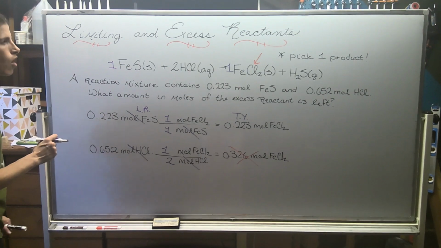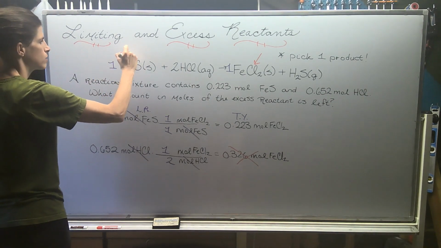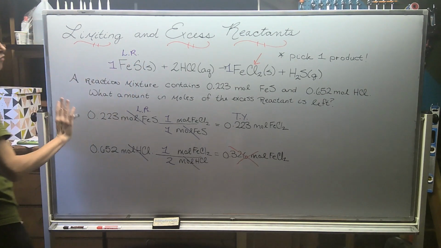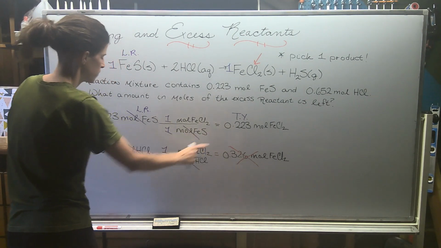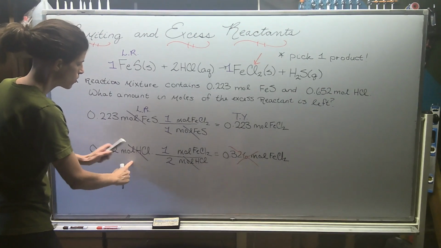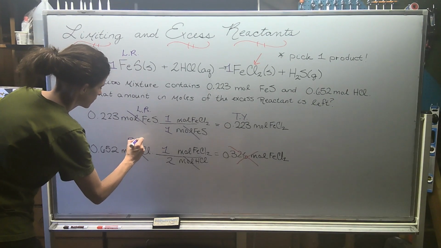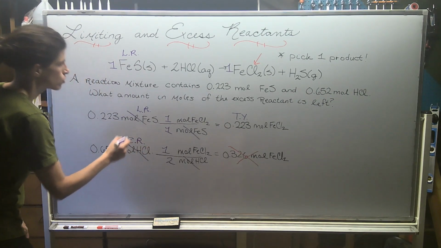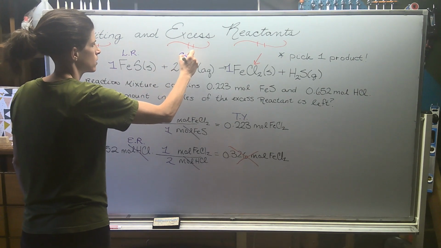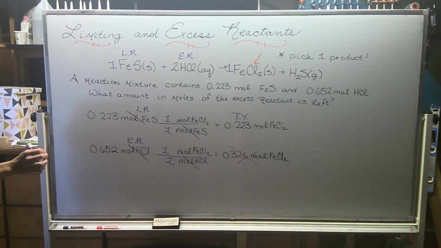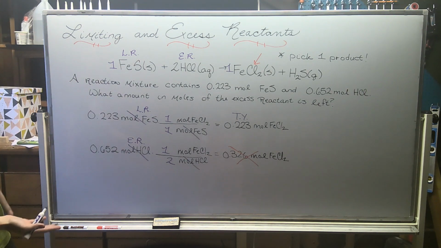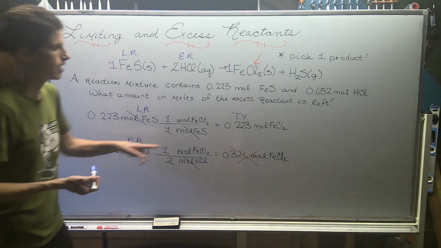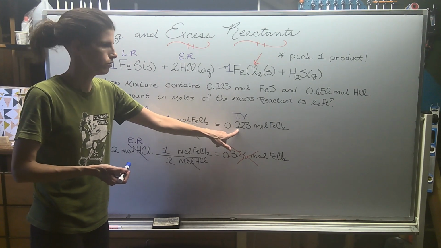So iron sulfide, right here, this is my limiting reactant. It runs out completely when I make this quantity of iron chloride. The one with the larger number is your excess reactant. So hydrochloric acid is my excess reactant, which means that after I do this reaction, I'm going to have some hydrochloric acid left over. How much? Well, how do you figure that out? You're going to take your theoretical yield.